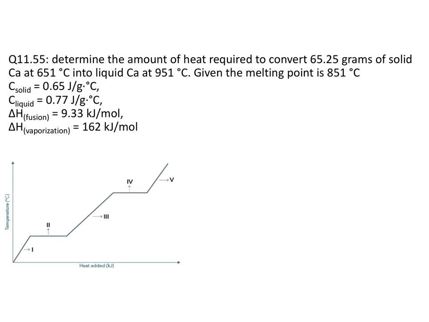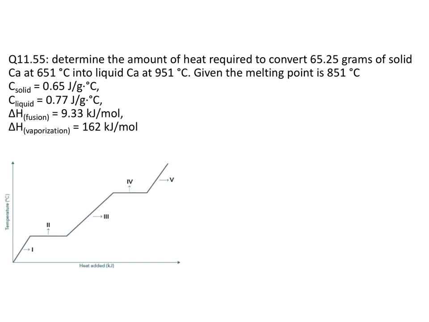Question 11.55, determine the amount of heat required to convert 65.25 grams of solid calcium at 651 degrees Celsius into liquid calcium at 951 degrees C, given that the melting point occurs at 851. So we have to go 100 degrees beyond the melting point.